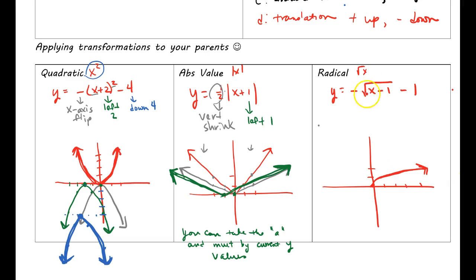And now we just look, how does this equation differ from this equation? Well, there's a negative in the front. So what does a negative in the front tell you? Well, that tells me there's going to be an x-axis reflection. So I'm going to go ahead and do that first. So I'm going to take this whole graph, I'm going to flip it across the x-axis, which means now it still starts here, but now it goes down instead of up.